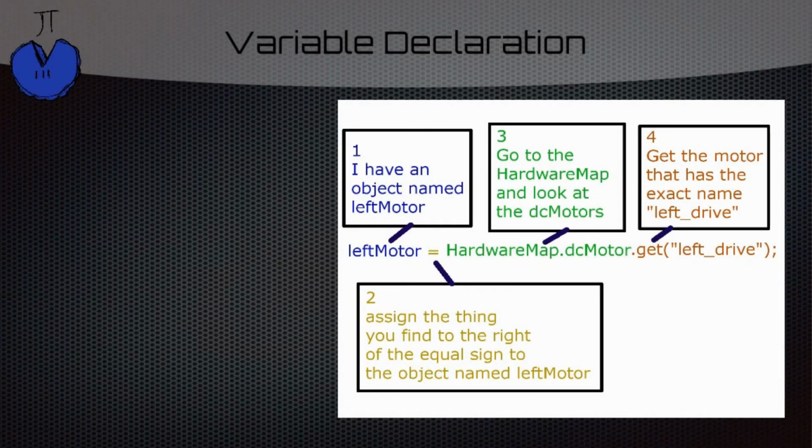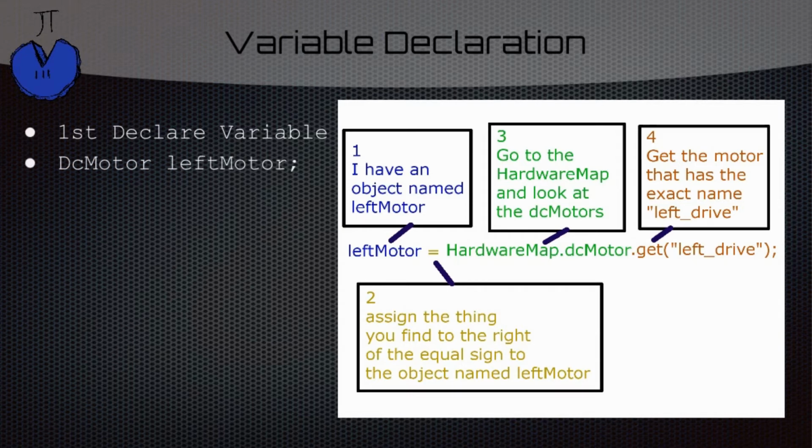So let's take a closer look at our DC motor. So first we need to declare the variable. So we say DcMotor leftMotor. So we're creating an object called leftMotor from the blueprints of the class DcMotor. You can think of this as creating a container. There's actually nothing inside of leftMotor right now. It's just an empty vessel that can hold a DC motor.